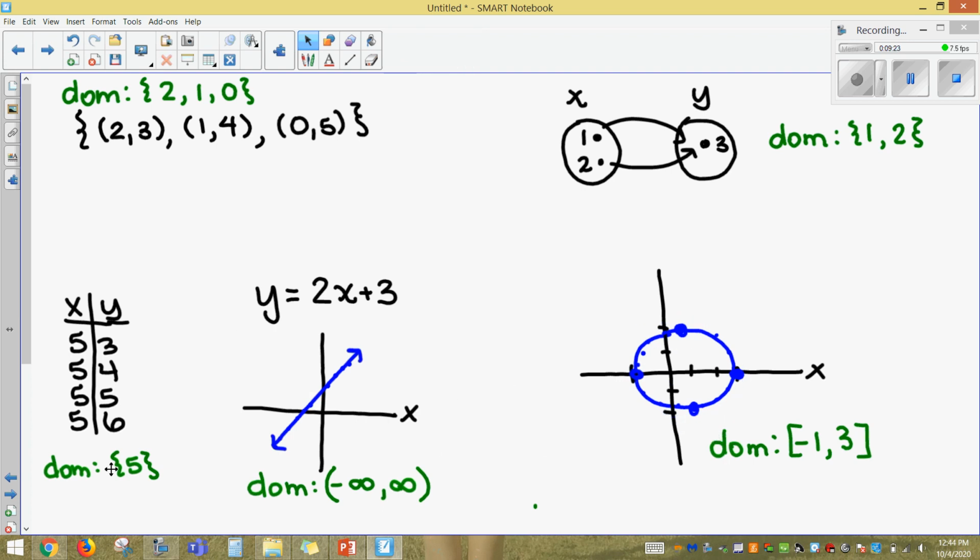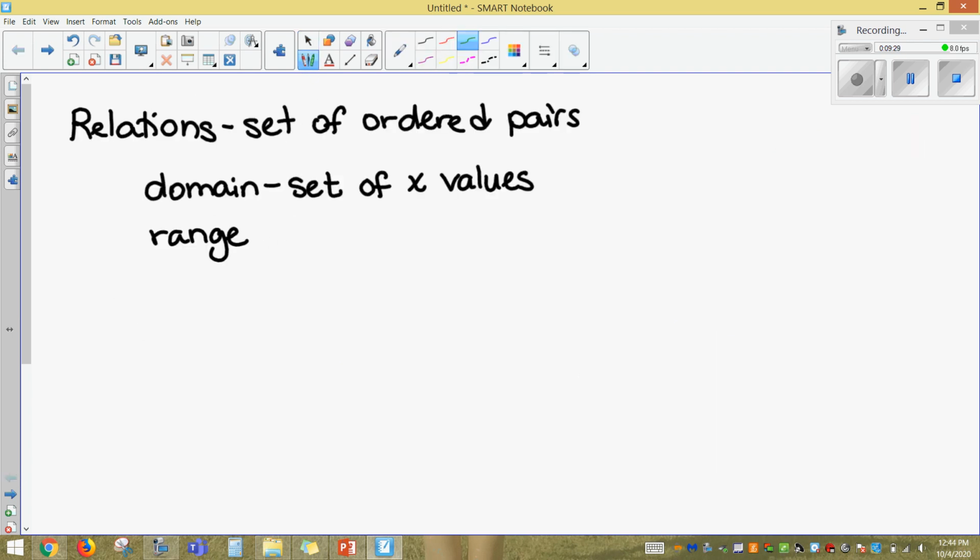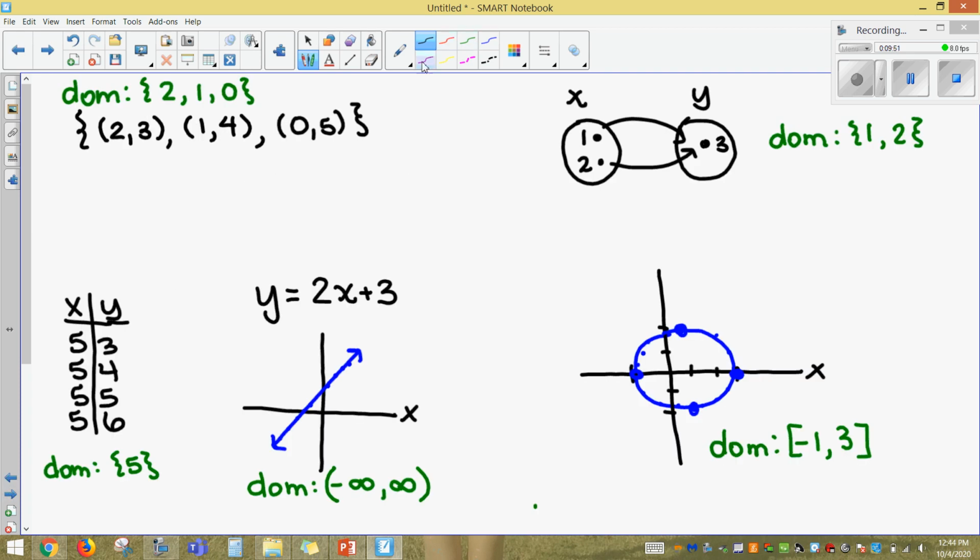So domain is the set of x values. If the domain is the set of x values, then the range, go back to black, that's going to be our set of y values. When we're determining the range of a relation, we're going to do the same thing that we did with the domain, only now we're focused on the y coordinates instead of the x. So here, if I make a list, it looks like my range is 3, 4, and 5, in whatever order you want to write them down.